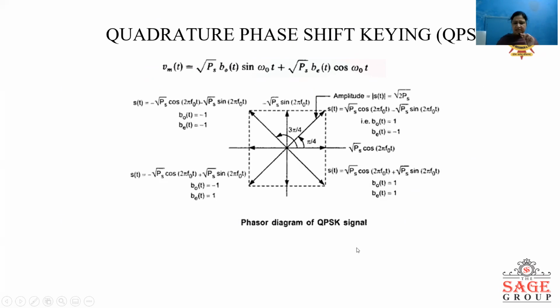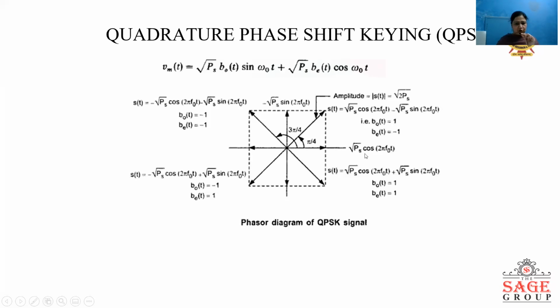Since here two bits are grouped together and are transmitted, so we will have four combinations of the bits. When B0T is equal to 1 and BET is equal to -1, that means we have root PS sin omega naught t minus root PS cos omega naught t.